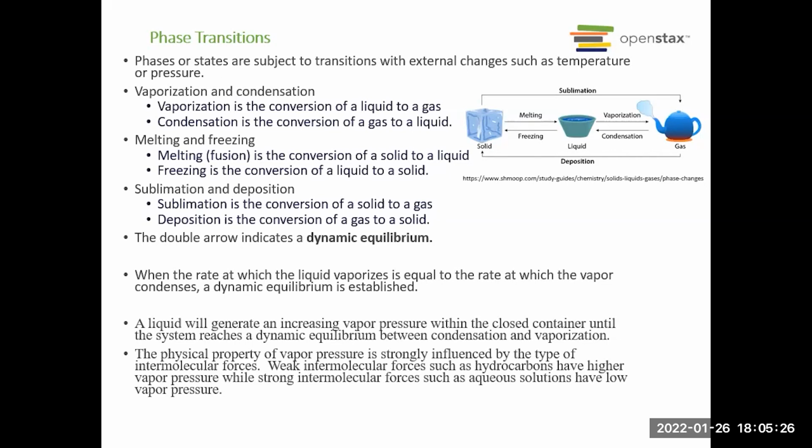So, phase transitions. When we think about the different phases, there are three major phases that we talk about: solid, liquid, and gas. Now, there's also another phase called plasma, and we'll be talking about that in this class. When we go from one phase to the other, that's called a phase transition. If I go from a solid to a liquid, that's a phase transition. That phase transition has a name associated with it, right?